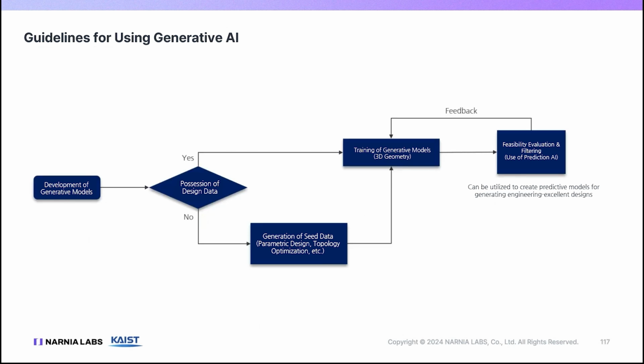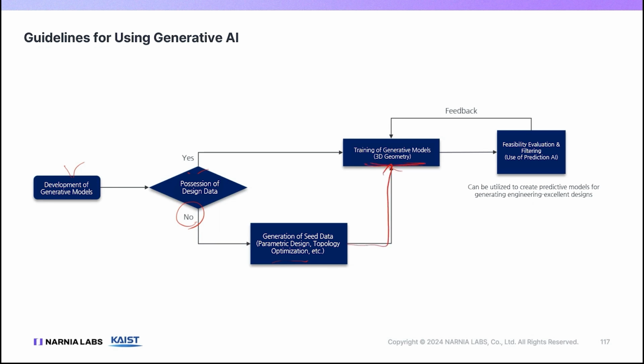So if we look at the process of using generative AI, first, if you want to develop a generative model, you need to check whether you have design data or not, right? If you don't have it, you need to generate seed data first. Since you can't use AI to create seed data, you have to either use parametric design, perform topology optimization, or have someone create it manually, even if it's just a small amount. After creating the seed data, you then train the generative model.